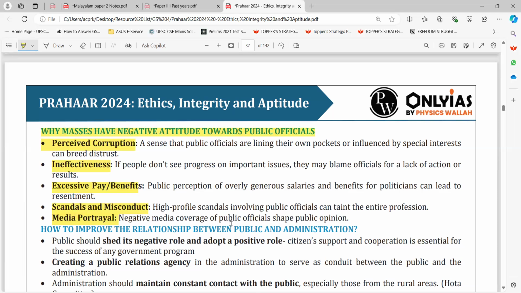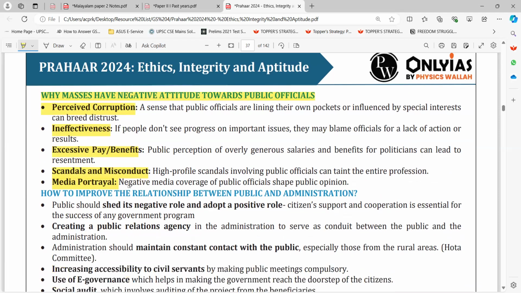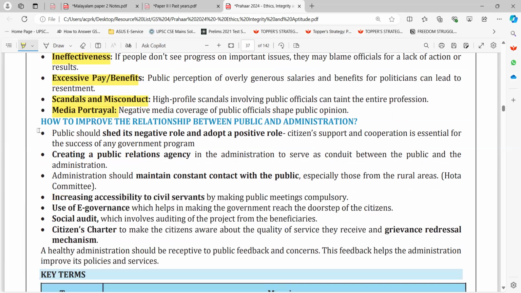Scandals and misconduct. High profile scandals involving public officials can taint the entire profession. Media portrayal. Negative media coverage of public officials shape public opinion. How to improve the relationship between public and administration.